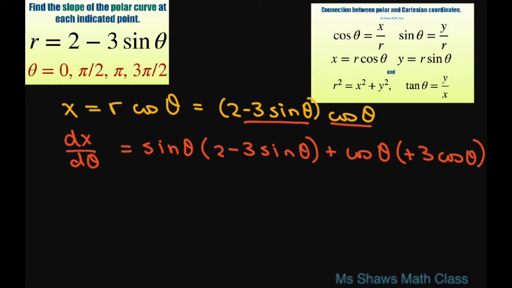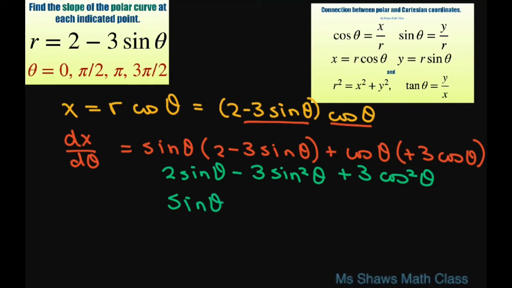Now simplifying this, we're going to get 2 sine theta minus 3 sine squared theta plus 3 cosine squared theta. If you factor out a sine, we can write this as sine theta times (3 sine theta minus 2), and then we're going to have minus 3 cosine squared theta. This should have been a minus, so apologize for that. Let's put a minus here. So this is going to be your denominator.